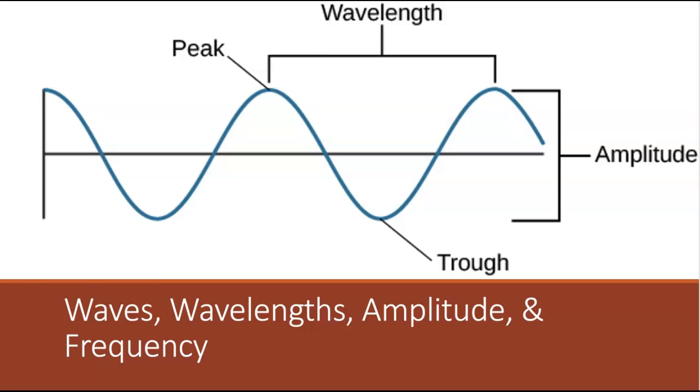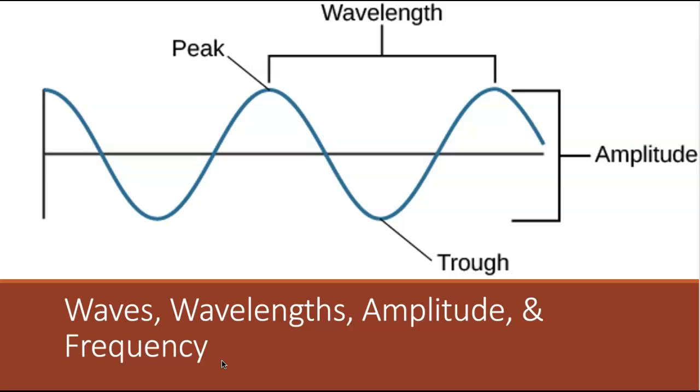So the first thing I want to talk about is the amplitude, and that is the height of the wave measured from the peak to the trough. Okay, so the height of the wave. And then the wavelength is measured from peak to peak. Now, the wavelength is important because that is then directly related to frequency. And so frequency is just referring to the number of waves that pass a given point in a given amount of time.